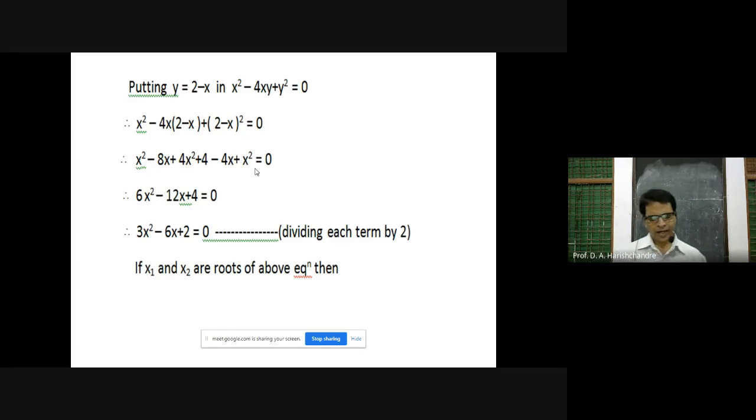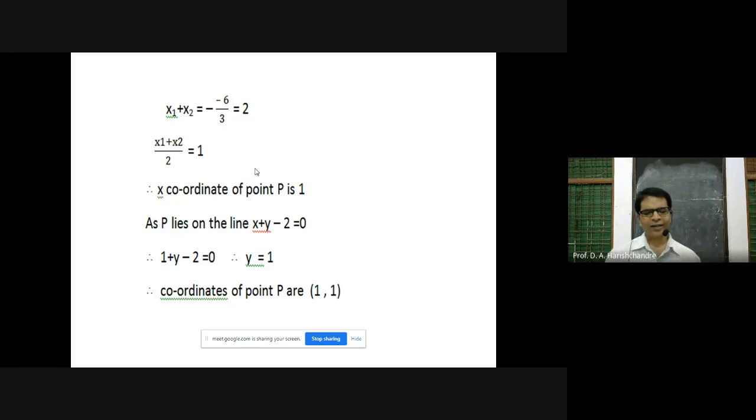The sum of the roots is given by −6/3. So ultimately you get the direct value of x1 + x2. We are not interested in finding the separate coordinates of A and B. We are going to focus on the coordinates of point P, and the x coordinate of point P is (x1 + x2)/2, which is why we directly go for the value of x1 + x2. Since x1 + x2 is 2, (x1 + x2)/2 will be 1. This is the x coordinate of point P.